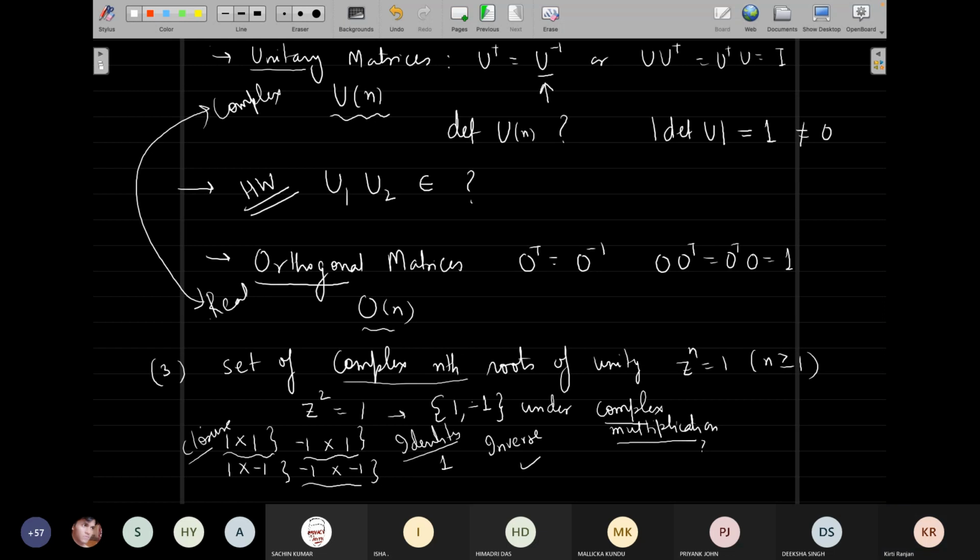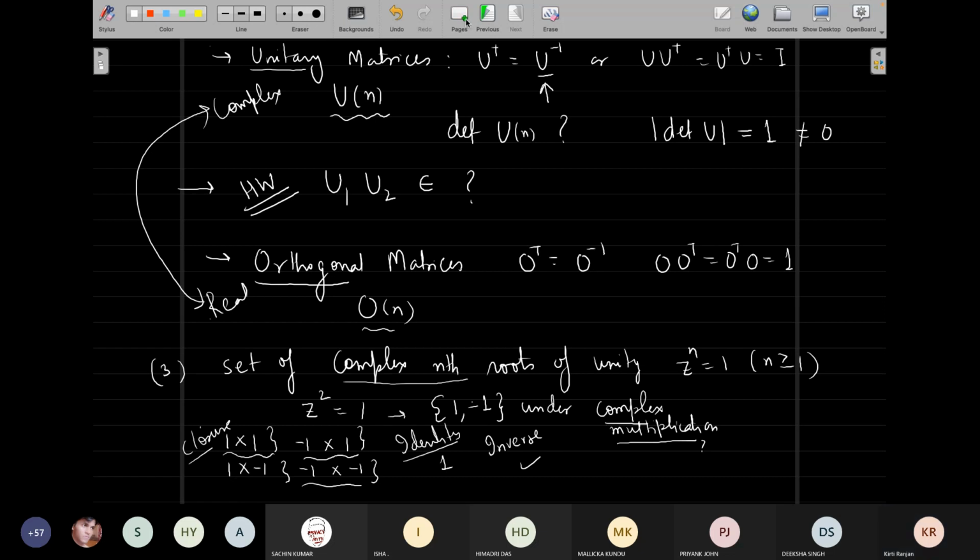Does it matter? No, sir. That means the set of complex square roots of 1 is 1 and minus 1, and this set of two numbers under multiplication forms a group.